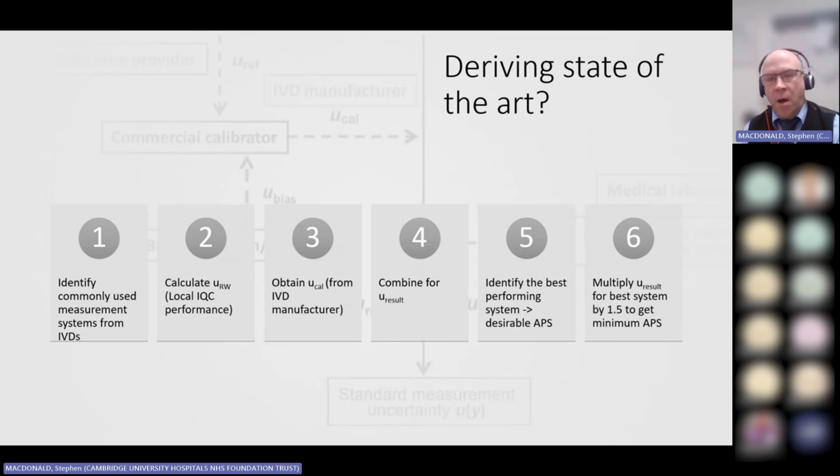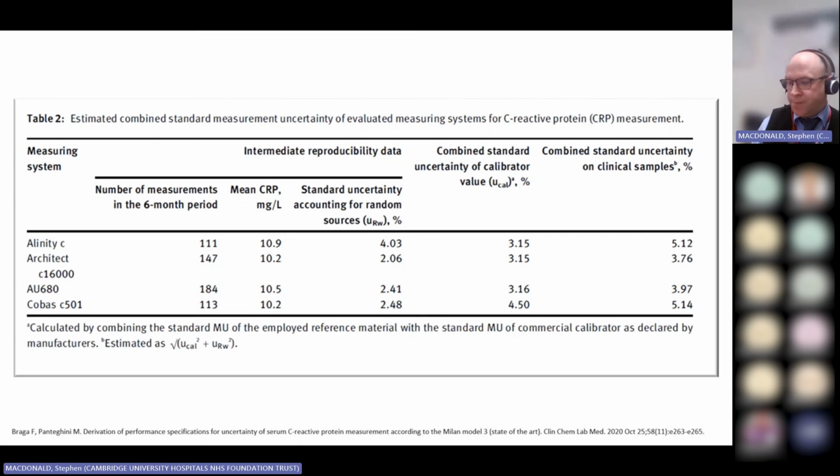And we can combine that based on the equation that I showed in the very first webinar into an uncertainty of the final result. And from that, and by comparison of the different measurement technologies that we have, we can identify what the best one is based on current performance. And we take that as our desirable performance specification. We can then multiply that by 1.5, so adding a 50% uplift, and we should be setting that as the minimum performance specification.